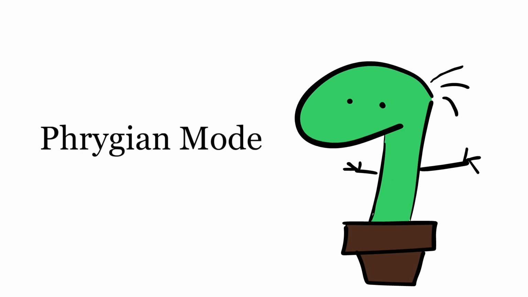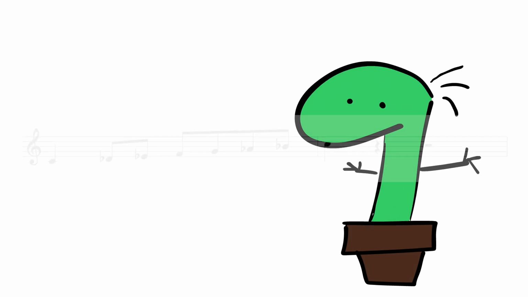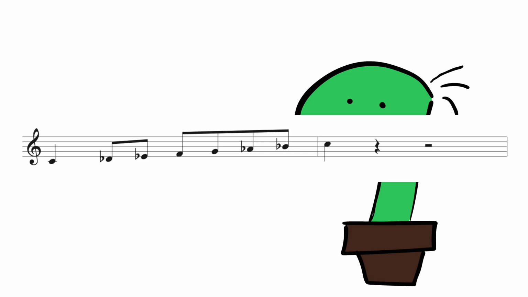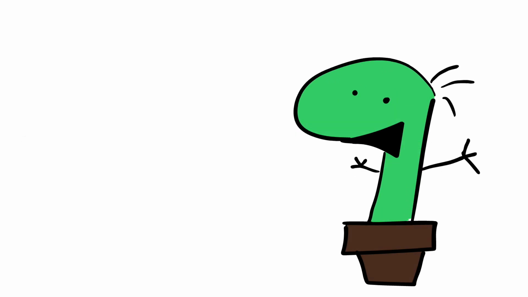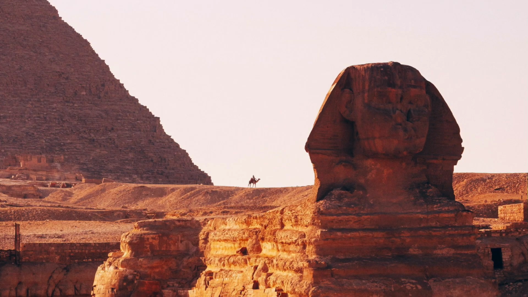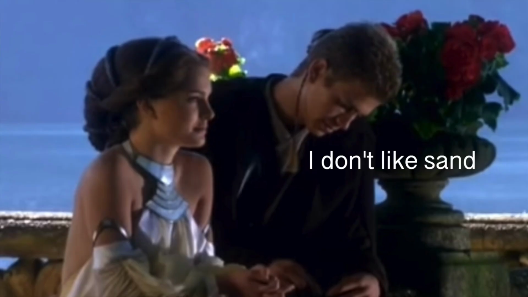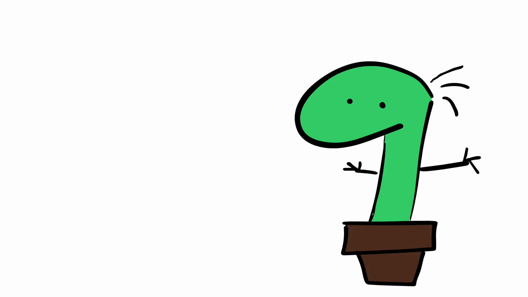Phrygian is a bit darker, providing a more intense feeling. Surprisingly, you're likely familiar with this mode as well, as any media that revolves around Egypt, the pyramids, sand, or anything of the sorts will likely use this mode, albeit in a stereotypical fashion.